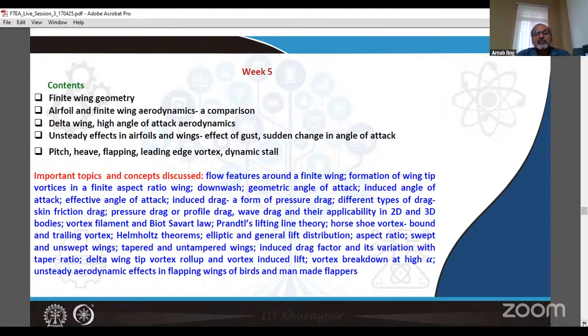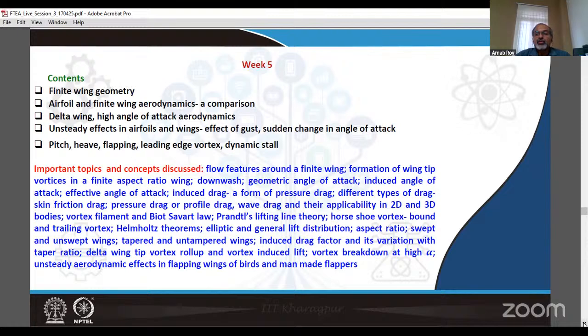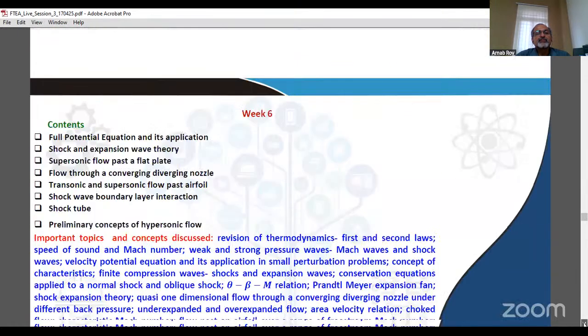When we discussed the finite wings, the fundamental concepts related to the flow past the wing were discussed in detail, where we discussed the wingtip vortices. We discussed the downwash, geometric and induced angles of attack, and the consequent effective angle of attack, why an induced drag would form on a finite wing, the explanation that was discussed. So all this, along with week 4, had to do a lot with wings.